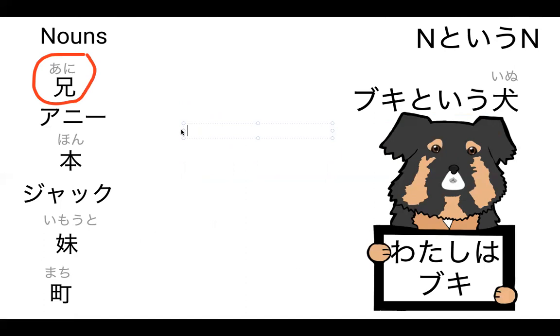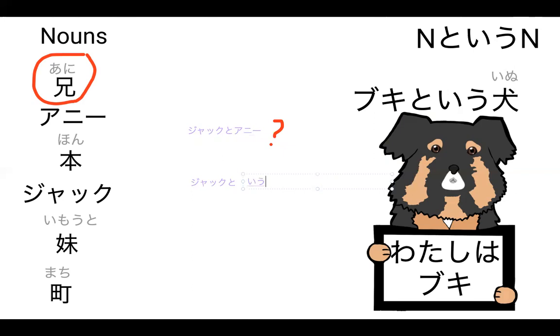So that would be Jack. So Jack to Annie. Jack to. Jack to Annie. Jack and Annie. How do I get the name in there? How do you do that? So Jack is correct. Jack and to is correct. So what are you missing here to say the brother named Jack? Jack to no.